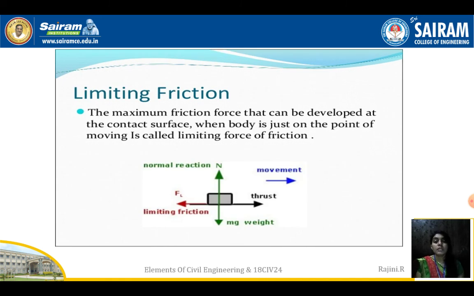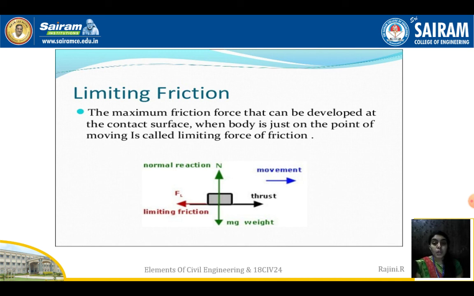Next one, limiting friction, almost the same. The maximum friction force that can be developed at the contact surfaces when a body is just on the point of moving is called the limiting friction. You can see, for example, the small black box is an object resting on the floor or ground. You can see the movement acting rightwards, right? So the frictional force, that is limiting friction, acts leftwards, right?